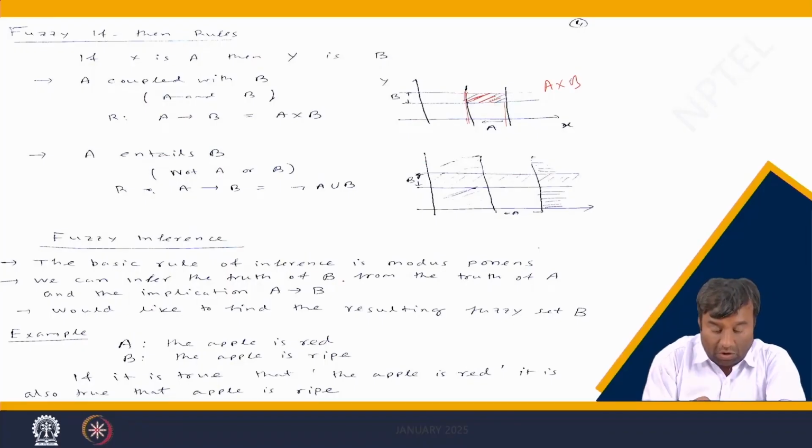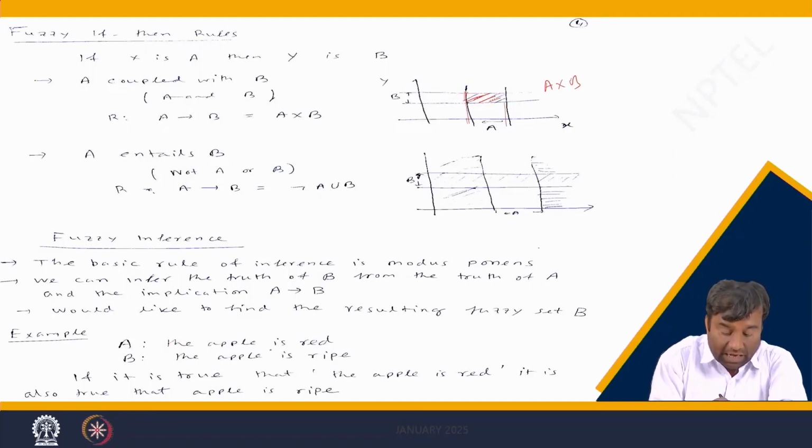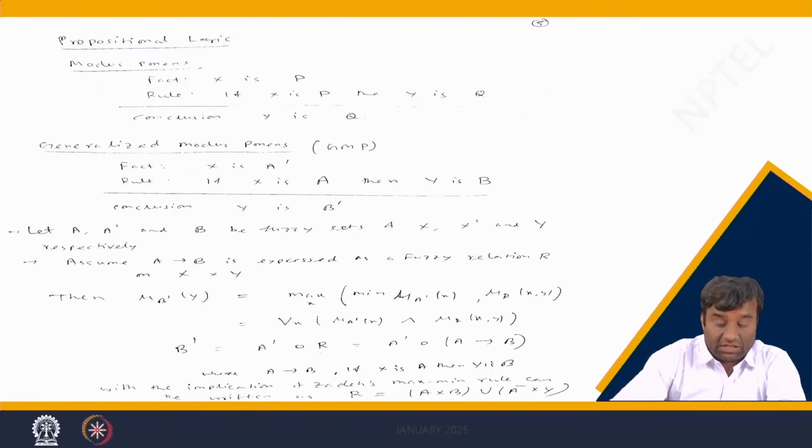Now fuzzy inference. The basic rule of inference is modus ponens. We can infer the truth of B from the truth of A and the implication A implies B. We would like to find the resulting fuzzy set B. Suppose the fuzzy set A represents the apple is red, and fuzzy set B represents the apple is ripe. It is true that the apple is red, so it is also true that the apple is ripe. We'll do the same thing with some examples.